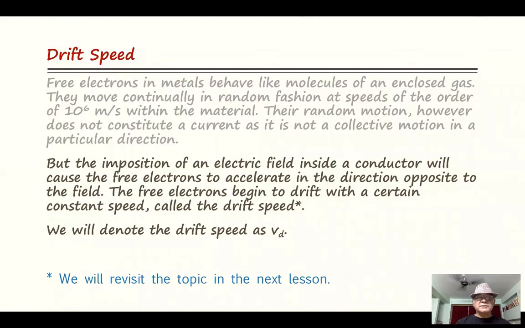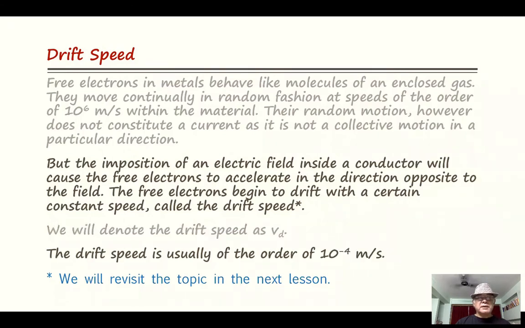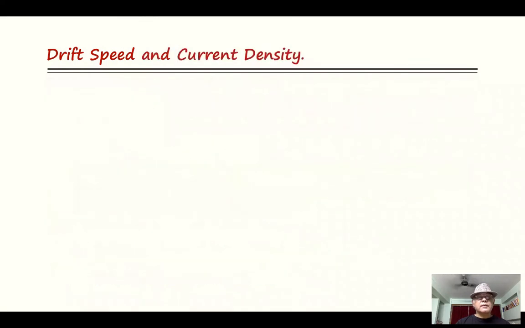We'll denote the drift speed as V subscript D. We'll simply call it Vd. The drift speed is usually of the order of 10 to the power minus 4 meter per second. Drift speed and current density.